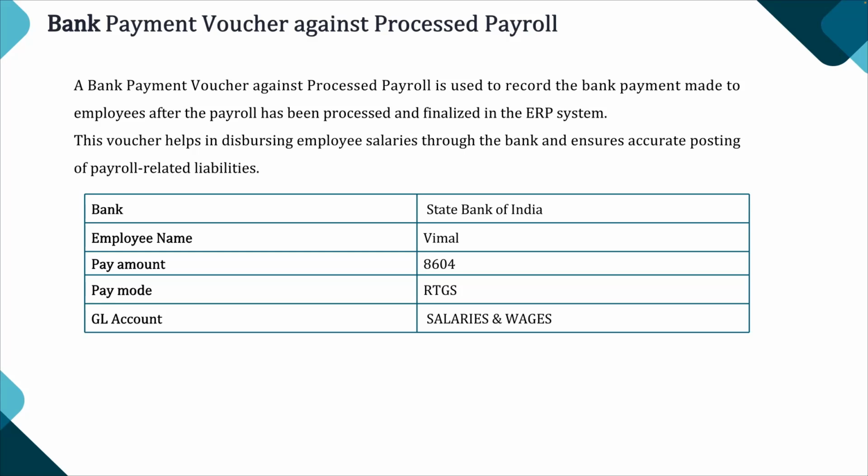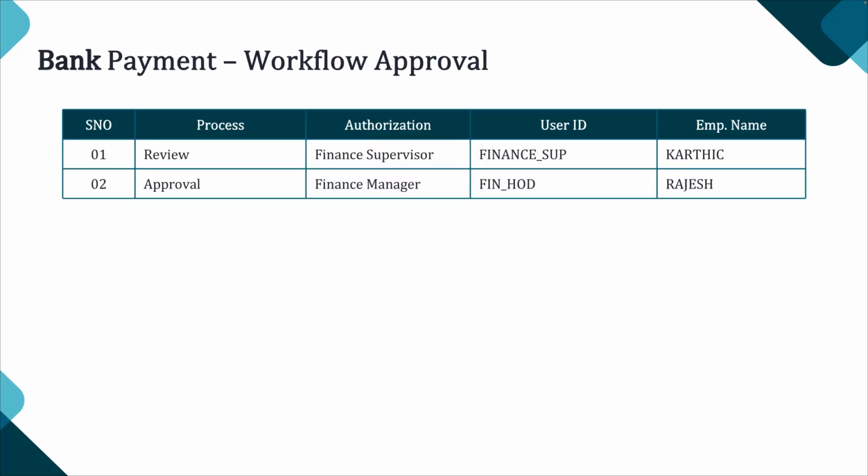Let's take an example. Bank: State Bank of India, employee name: Vimal, pay amount: 8,604 rupees, pay mode: RTGS, GL account: salaries and wages. This slide shows the bank payment voucher workflow approval process, which consists of two levels, review and approval. First, after the creator enters the details, the document is forwarded to the supervisor. Once the supervisor reviews the document, it is forwarded to the manager, who has the authority to approve it. The manager then reviews and approves the document. This is how the workflow functions.